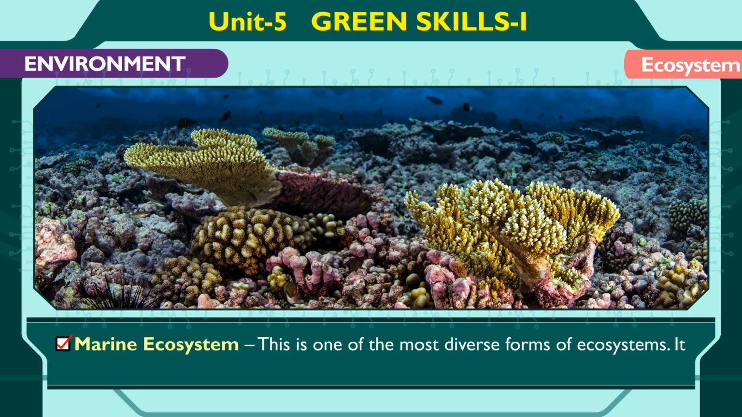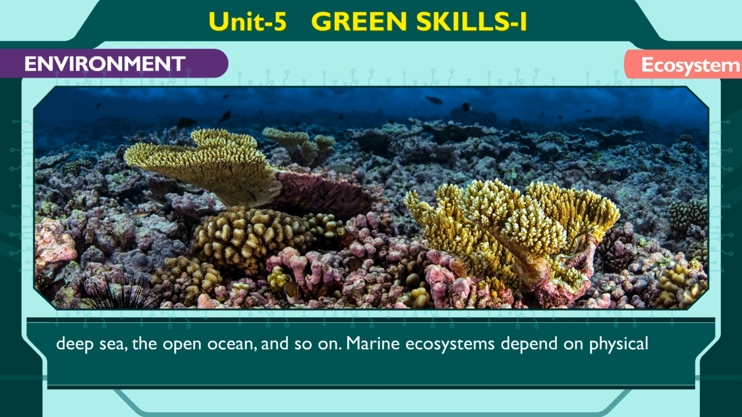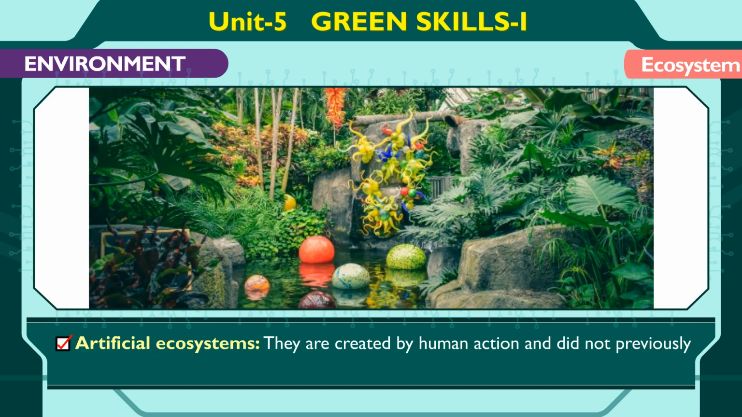Marine ecosystem. This is one of the most diverse forms of ecosystems. It consists of coral reefs, kelp forests, mangroves, salt marshes, rocky shores, deep sea, the open ocean, and so on. Artificial ecosystems. They are created by human action and did not previously exist in nature, for instance, reservoir, greenhouse, streams.